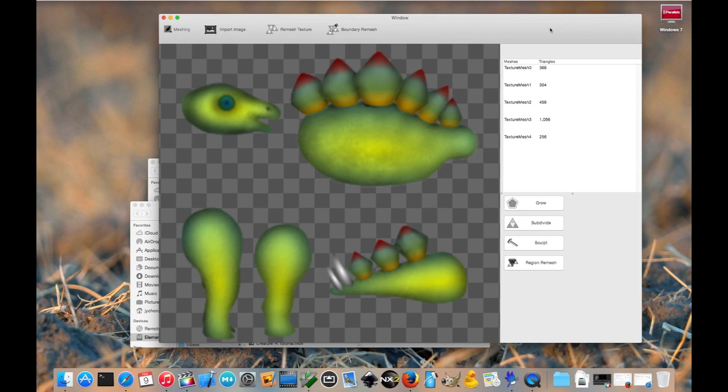Well, welcome to another creature case study. In this case study, we're going to take a look at the Stegosaurus character.